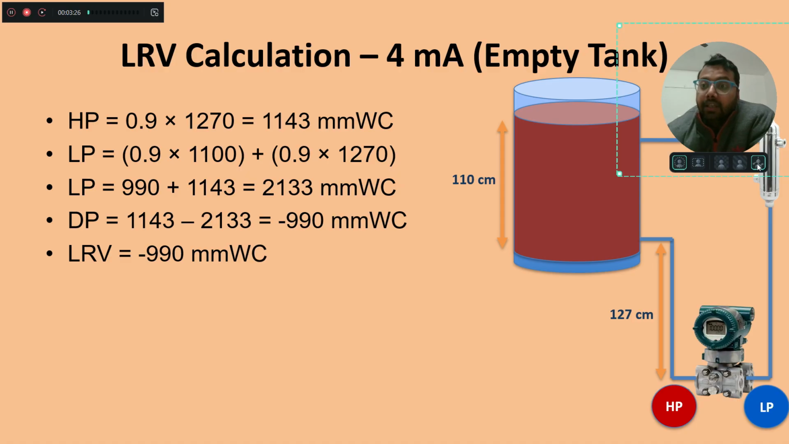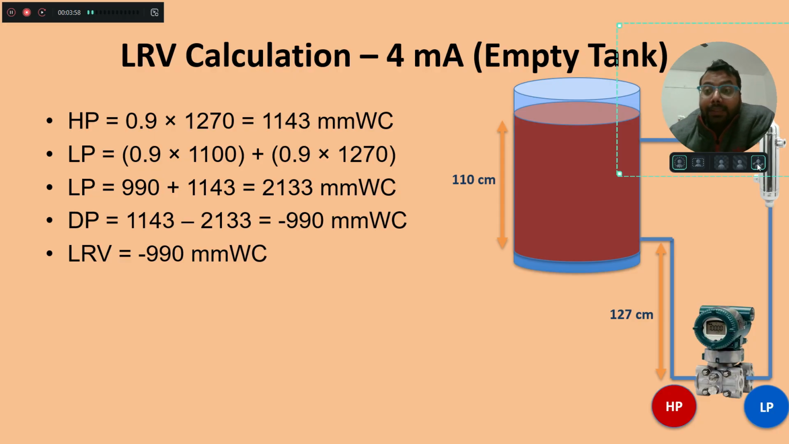At the LP side, you can see there is a condensate port. From that condensate port to the LP tapping, all the line is filled with fluid. So it has the head of 1270 millimeter plus the height of the tank, which we considered at 100% level, that is 1100. The specific gravity is the same, so we multiply 0.9 with 1270 plus 1100. So the total LP value will come to 2133 millimeter of water column.